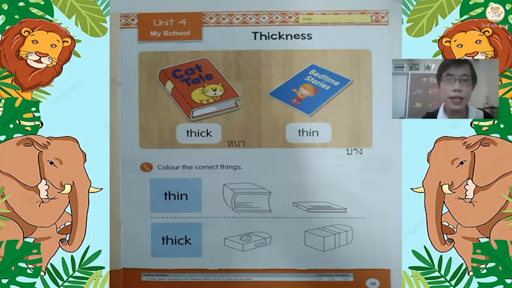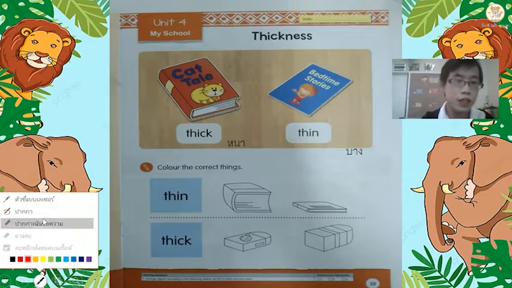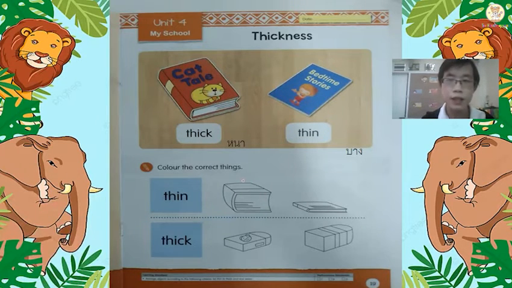Next, please take a look at the exercise. Color the correct things. Right now they have already given you the word thin. So you need to take a look at the picture. You can see that there are two books, right? You need to color the picture that is thin. The left one is thick, while the right one is thin. That's why we need to color the right one.